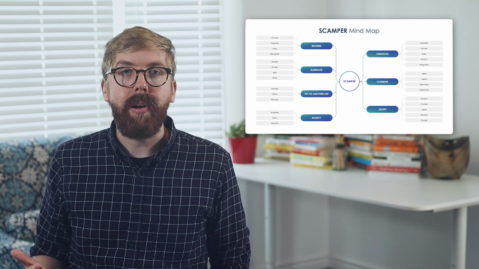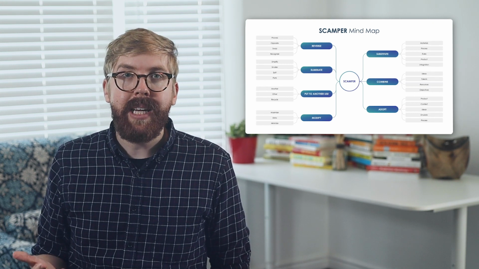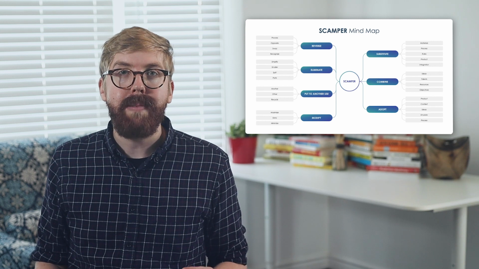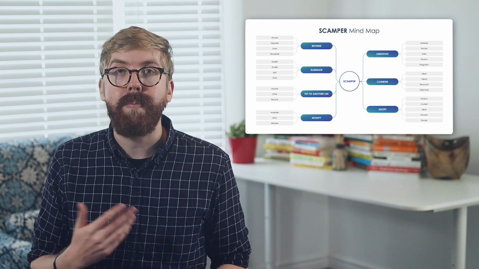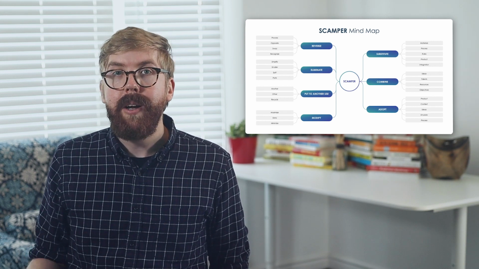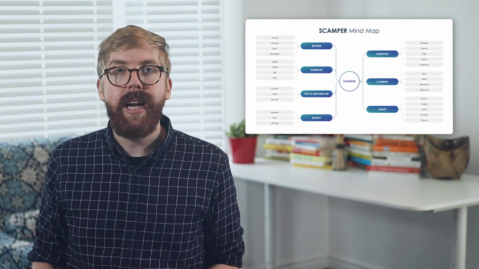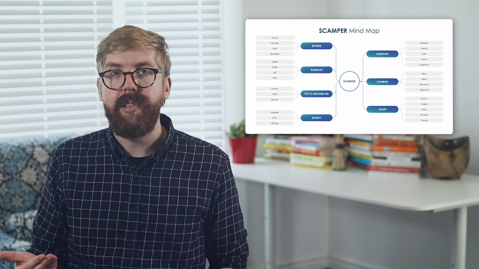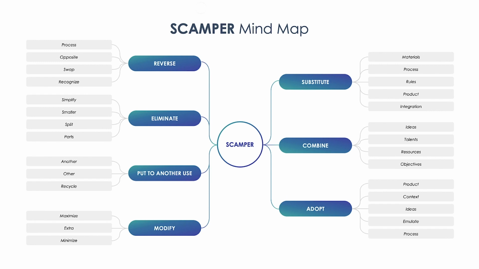To develop your own perpetual innovations, Scamper is a free-flowing mind map that execs can use as an ideation method to facilitate continuous improvement. To use Scamper, take an existing product or service and ask a series of brainstorm questions in the following order. What materials, process, rules, product, or integration could be substituted to improve this product? What would happen if you combine this product with another idea or with another objective?